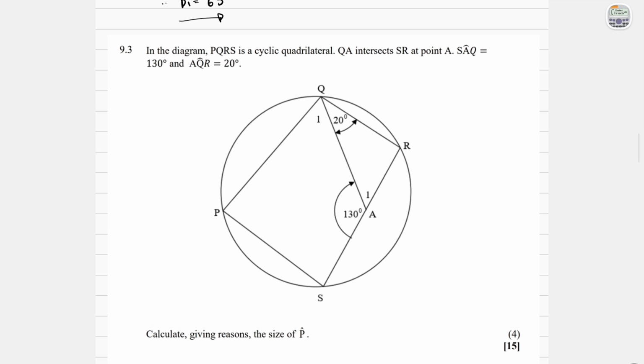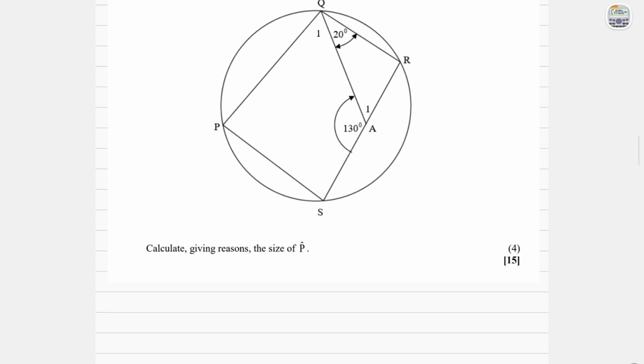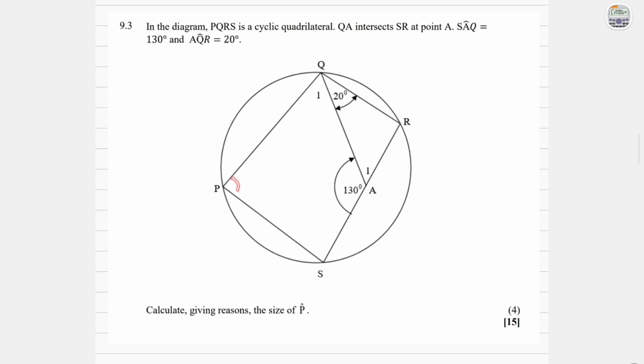Question 9.3 says, in the diagram, PQRS is a cyclic quadrilateral. QA intersects SR at point A, and angle SAQ is 130 degrees. We are also told that angle AQR is 20 degrees. The question is to calculate, giving reasons, the size of angle P. So this angle over here.